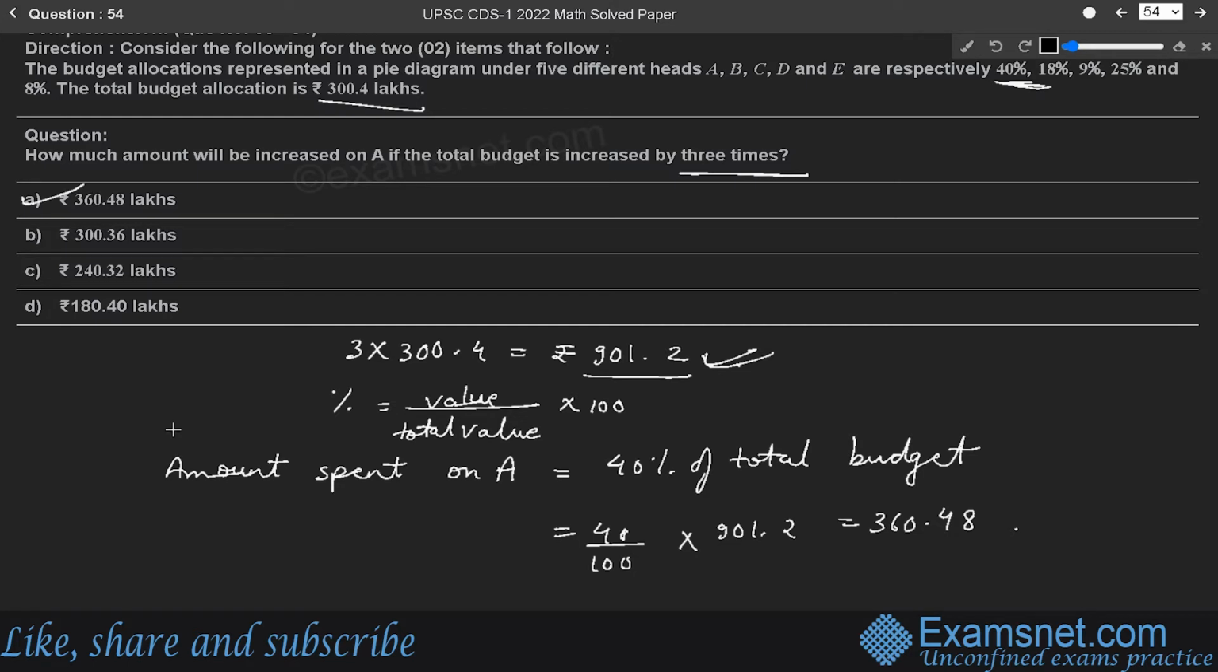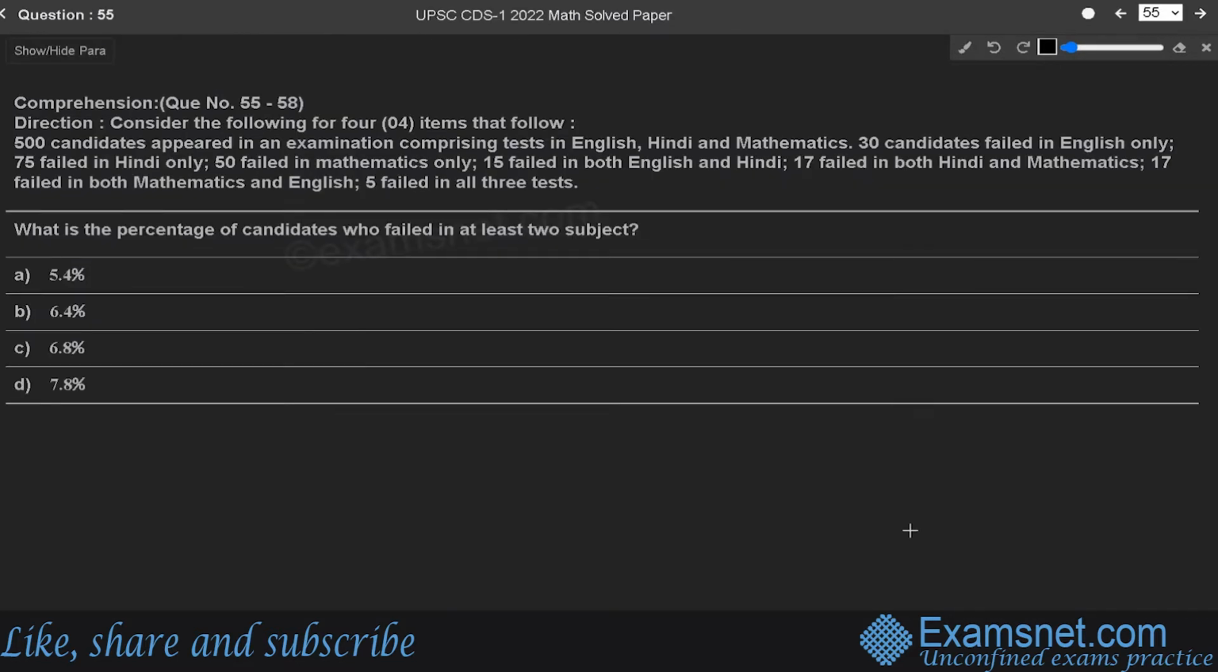I hope this question is clear to you. Next question is, consider the following for 4 items that follow. 500 candidates appeared in an examination comprising test in English, Hindi and mathematics. 30 candidates failed in English only. 75 failed in Hindi only.